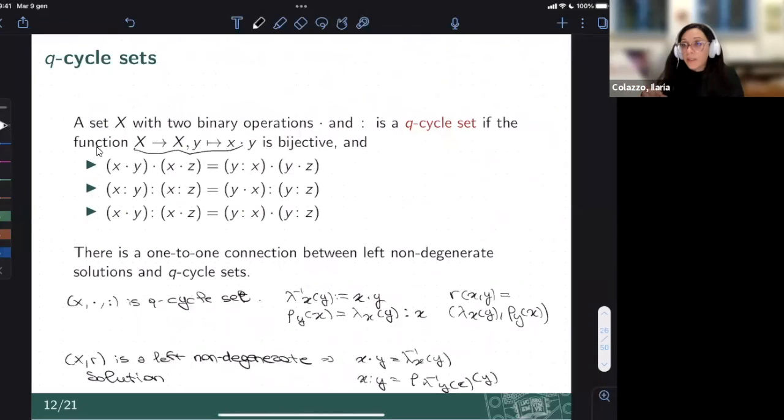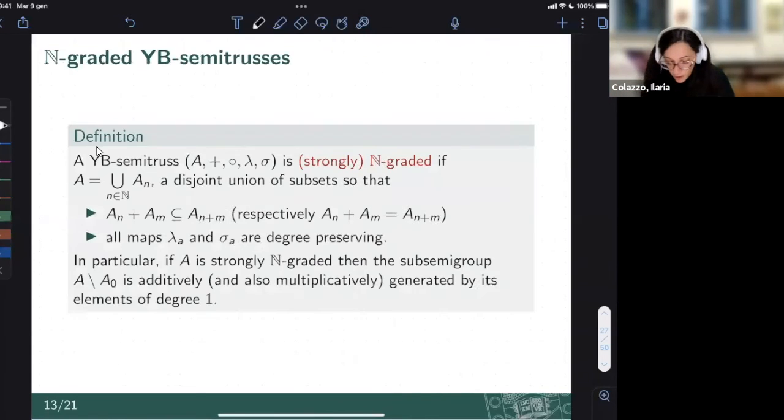Just a quick remark: the fact that we define the second component in terms of the inverse of lambda is why, in my opinion, the Q cycle set seems not to be so good to distinguish the concept of right non-degenerate solution and the concept of bijective solution.